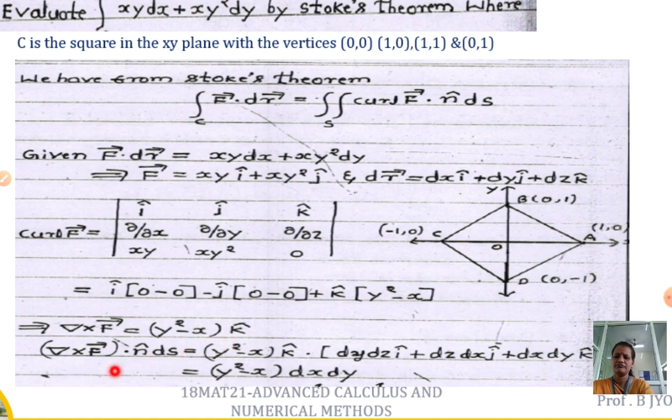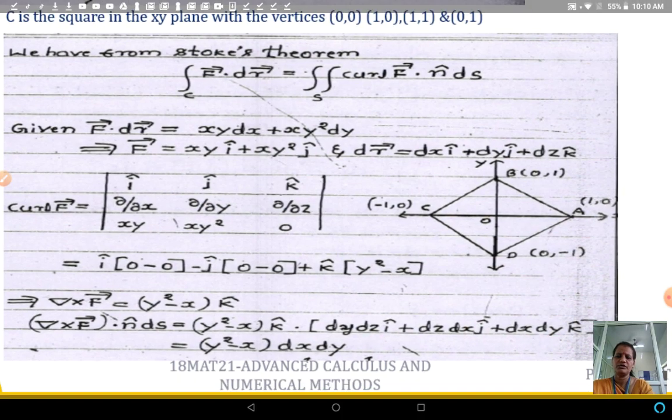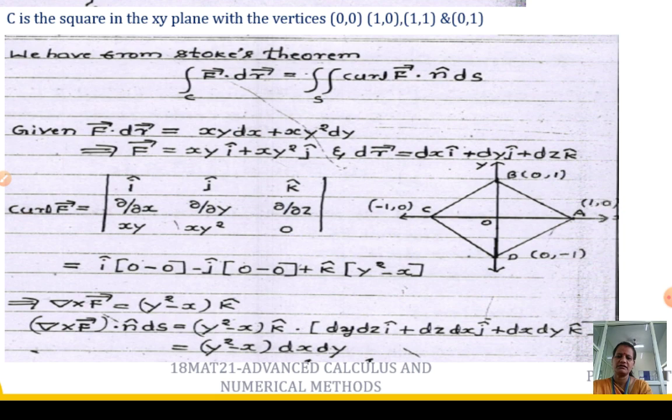So del cross F dot n cap ds is given by y square minus x k dot (dy dz i plus dz dx j plus dx dy k). So only the k component is there, therefore we will multiply the third term along with this. So we are getting y square minus x into dx into dy.